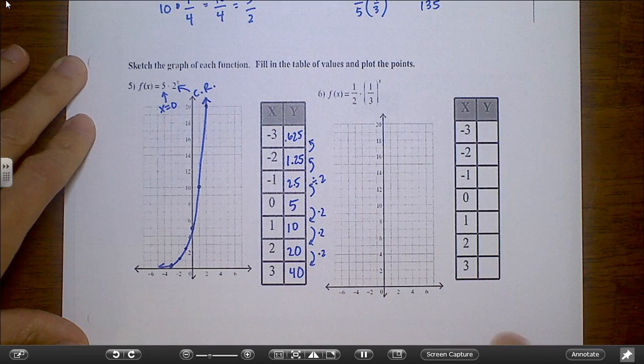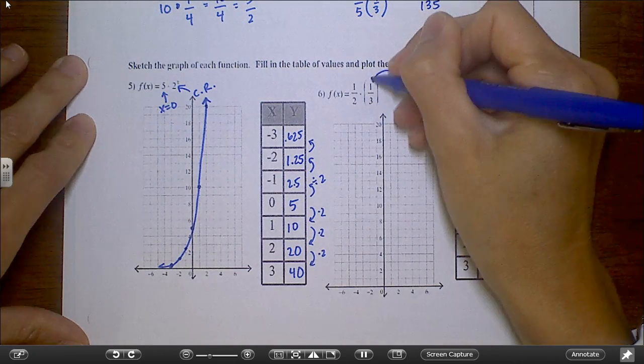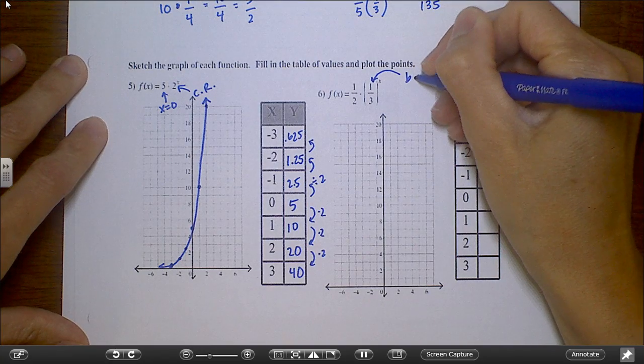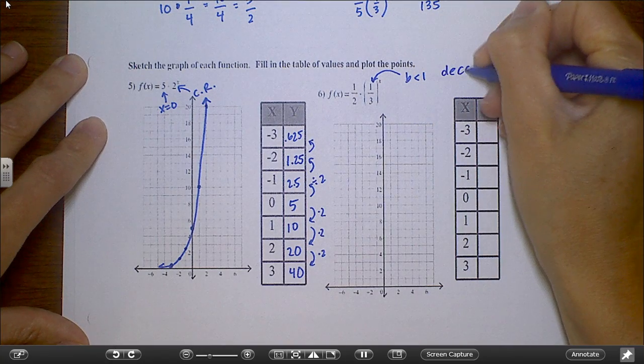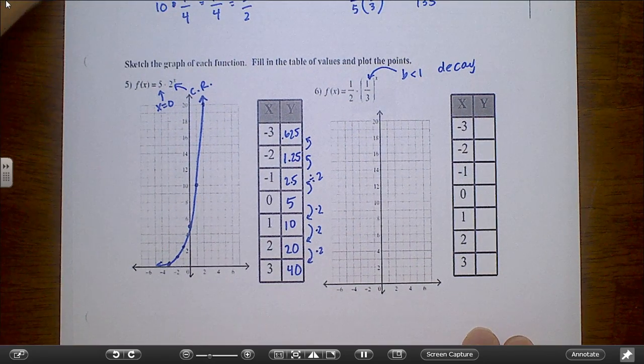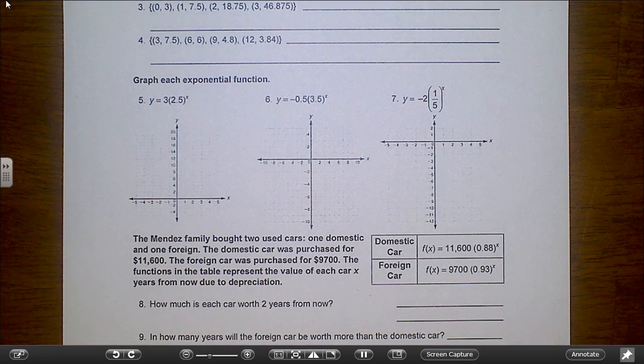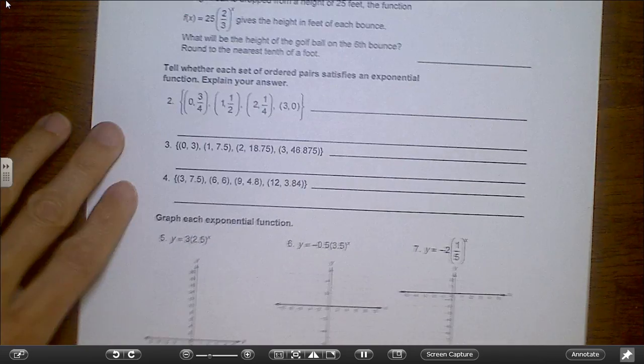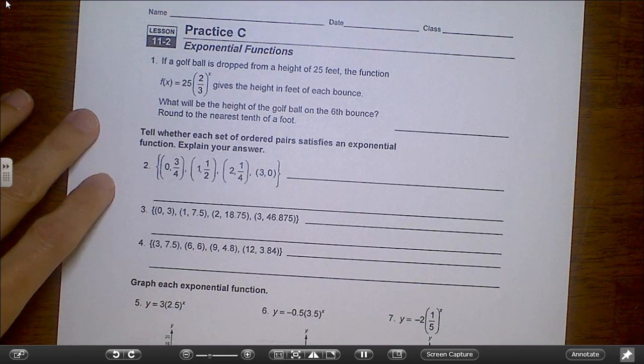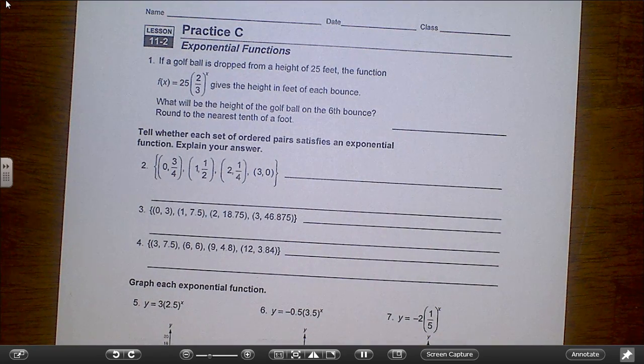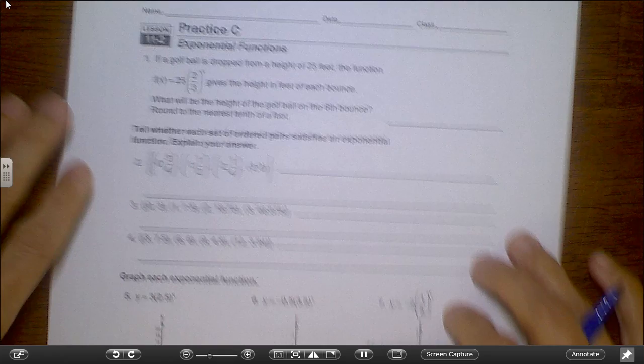So if you want to do this one, you can too. What you should notice, since that's your b is less than 1, this will be a decay rather than a growth function. All right, and then your other sheet that you can do for homework is just a bunch of different things, like a bunch of different concepts that we did.